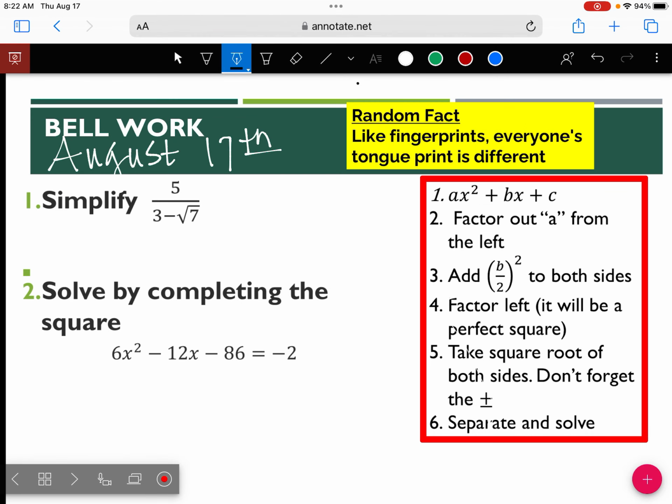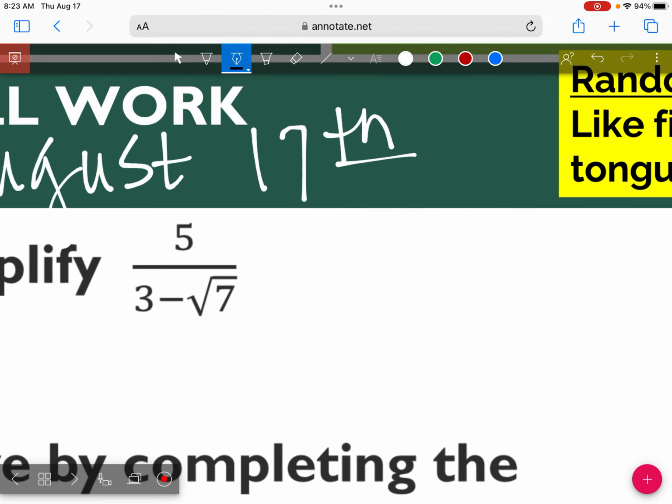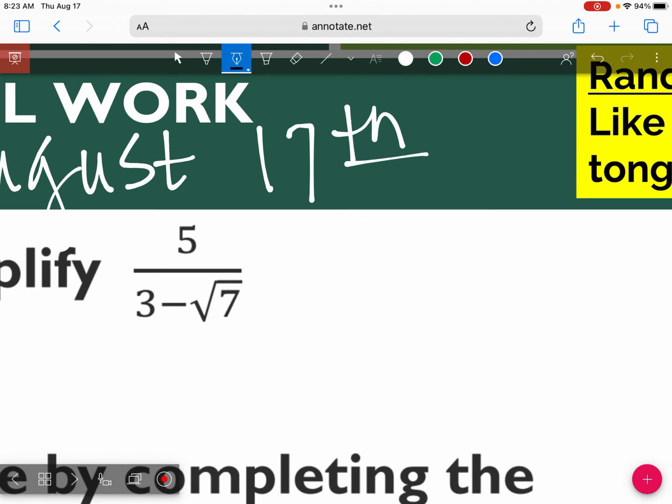So for the first one, number 1, we're multiplying by the conjugate. So what is the conjugate of 3 minus root 7? 3 plus root 7, top and bottom. So we have to rationalize our denominator. So what that means is we cannot leave a fraction with a radical in the denominator. So we have to eliminate that radical.